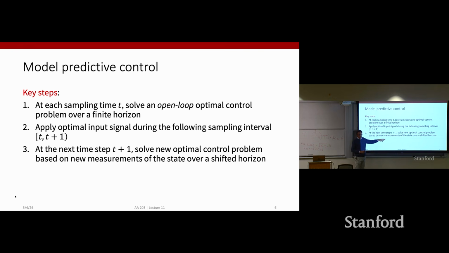We throw into the trash everything else. Then the system, under the application of this input, evolves into the new state at time t plus 1. And now at time step t plus 1, we solve a new optimal control problem based on new measurements of the state of a shifted horizon. So now the horizon goes one step into the future.